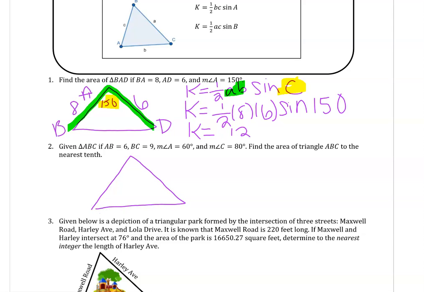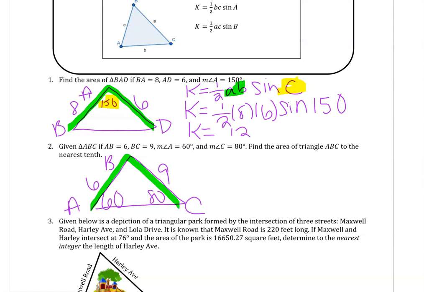Okay, so given triangle ABC, AB is 6, BC is 9, angle A is 60, and angle C is 80. Find the area of triangle ABC to the nearest tenth. All right, so I'm going to draw a picture again. ABC, angle A is 60, angle C is 80. I know that AB is 6 and BC is 9. Okay, so when I look at my picture, I'm noticing that I have sides 6 and 9.